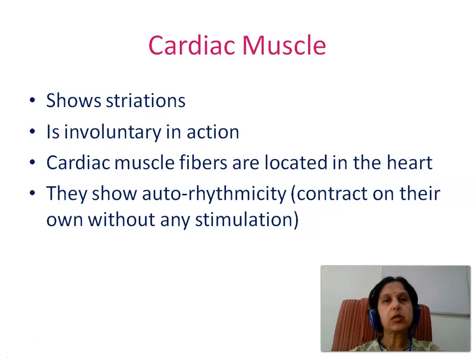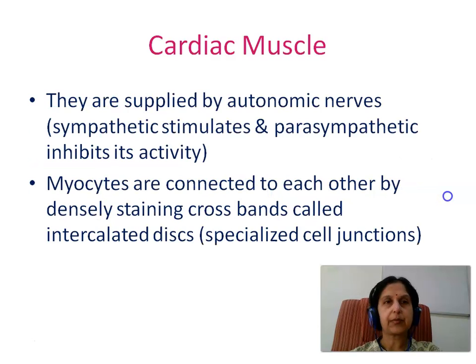Cardiac muscle shows striations, is involuntary in action. The cardiac muscle fibers are located in the heart and they show autorhythmicity. That means that they contract on their own without any stimulation. They are supplied by autonomic nerves. Sympathetic supply stimulates the muscle fibers while parasympathetic supply inhibits its activity.